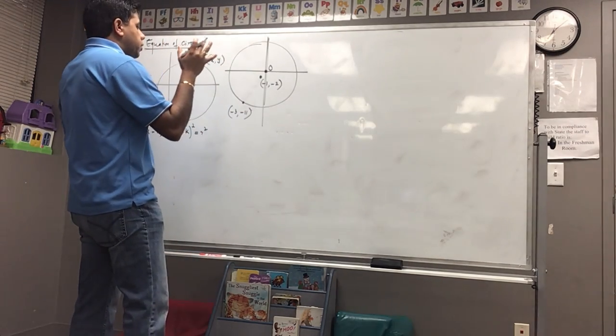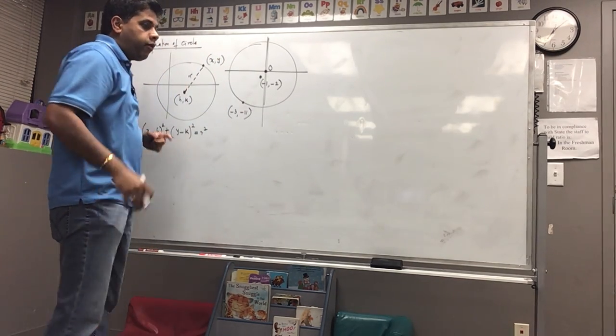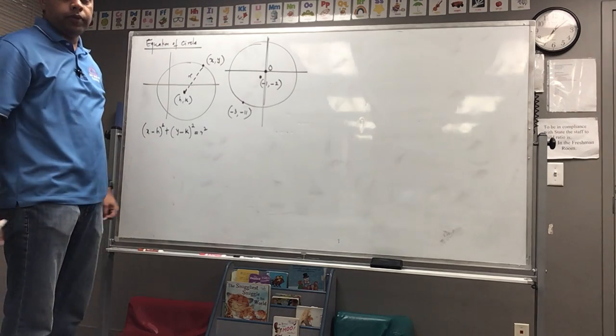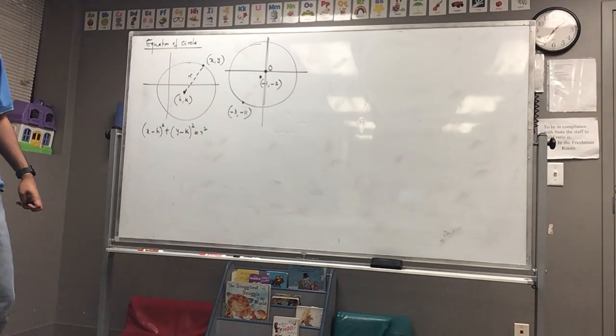For this particular circle, write the equation of the circle. Go. Write the equation of the circle with center coordinates -1, -2.